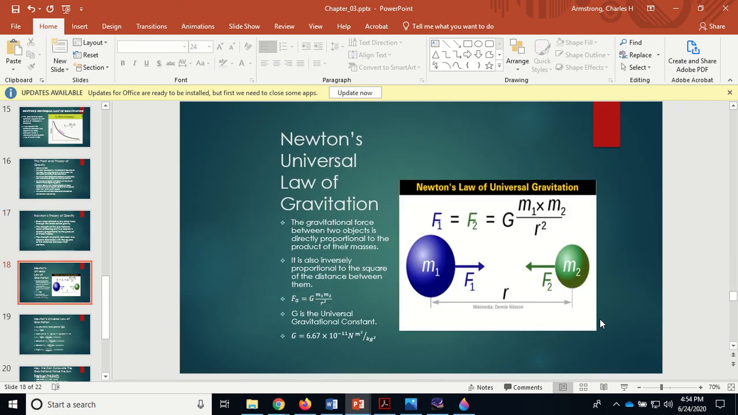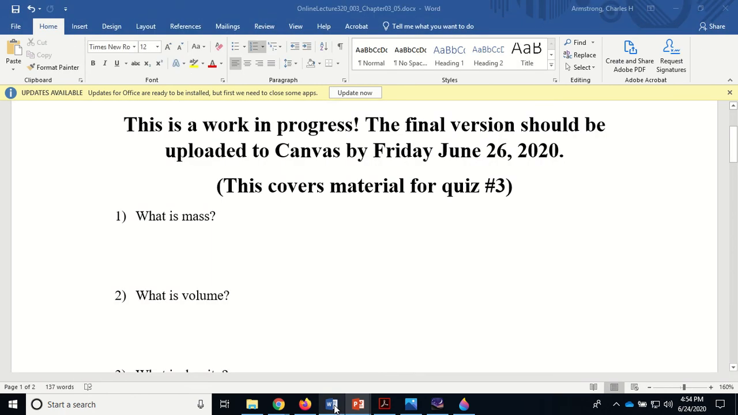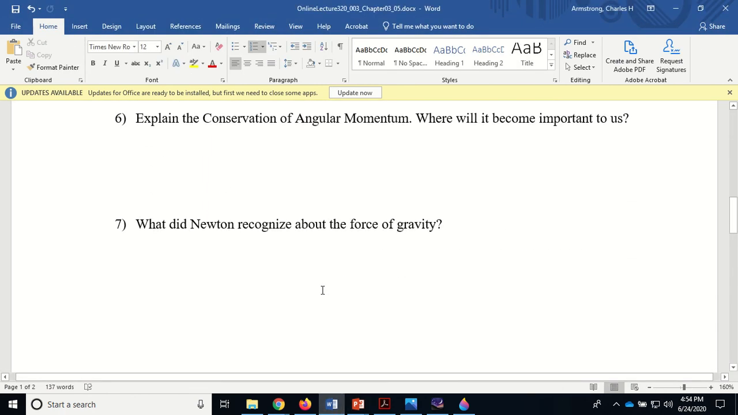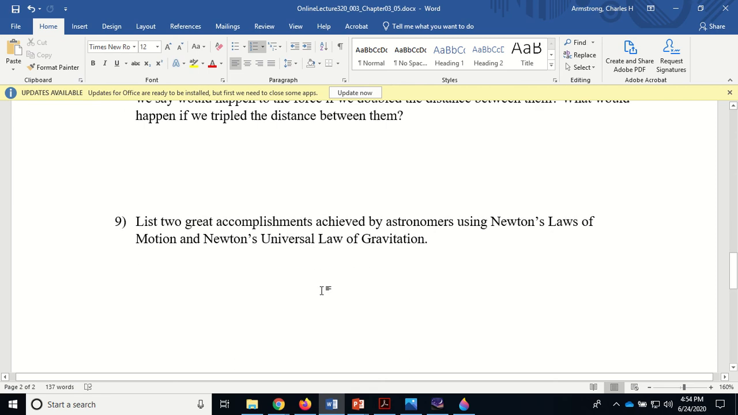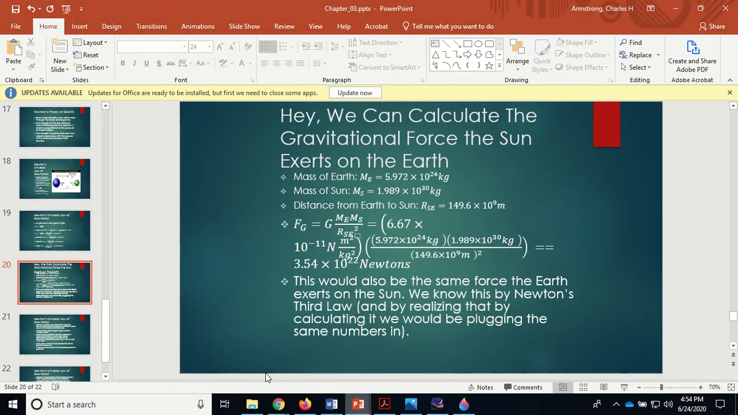Okay, where were we? We're here. Hey, we can calculate the gravitational force the Sun exerts on the Earth. I'm just doing this for the people who really like this kind of stuff. Some of you do, but here's the kind of question you would get. Looking at Newton, so the one we just did, what would happen to the force if we double the distance between them? What would happen if we triple the distance between them? That's the extent of the math, okay? So what you're seeing here, don't panic. You're not going to be asked to redo this or anything like that.